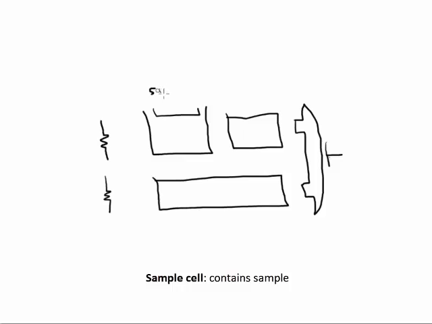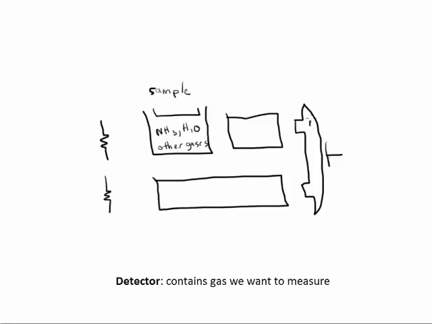First of all, the sample holder contains all the gases. So it just has a mixture of gases like ammonia, water, and anything else that might be in the sample. There's likely some nitrogen in the sample, all the other gases. So it just contains a mixture. The detector contains the gas we want to measure. So in this case, it's ammonia.